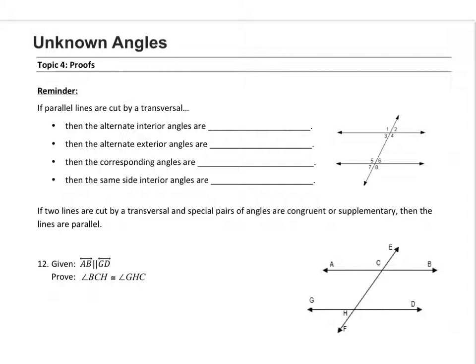If parallel lines are cut by a transversal, then the alternate interior angles are congruent. If parallel lines are cut by a transversal, then alternate exterior angles are congruent. Again, if parallel lines are cut by a transversal, then the corresponding angles are congruent. And then last but not least, if parallel lines are cut by a transversal, then the same side interior angles are supplementary. And remember that supplementary means that they add to 180.